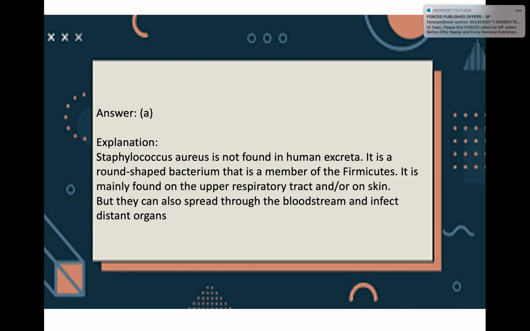It's a round shaped bacterium which is a member of Firmicutes, and it's also found mainly on the upper respiratory tract or on skin. Also, they spread through the bloodstream and infect distant organs.